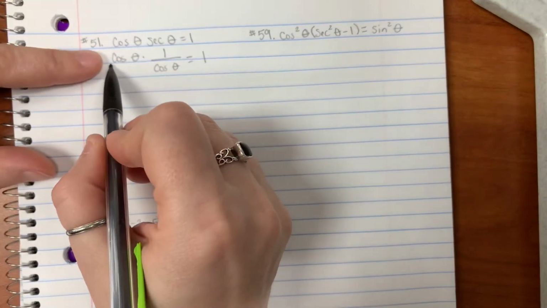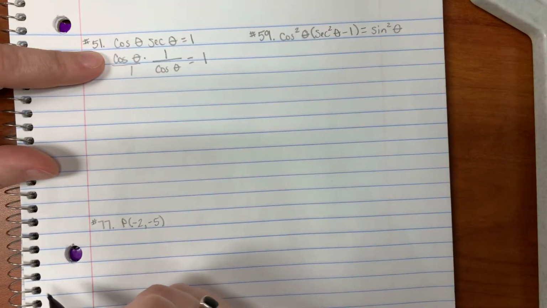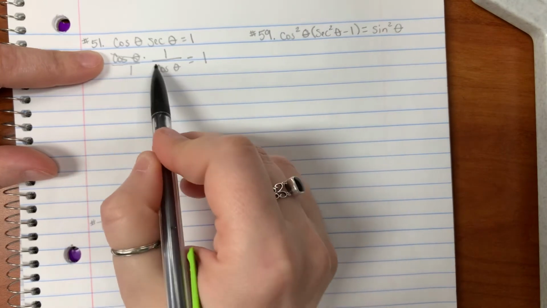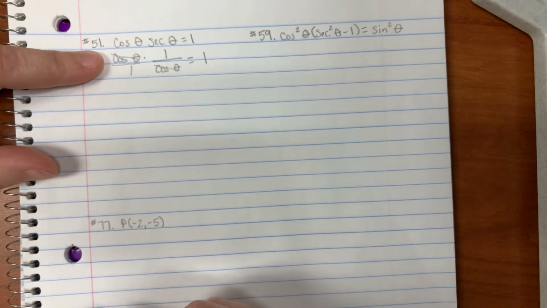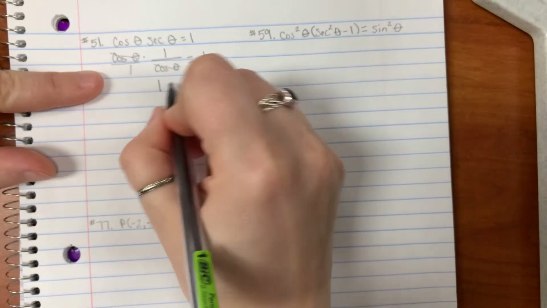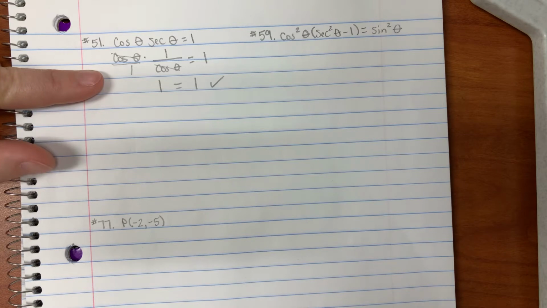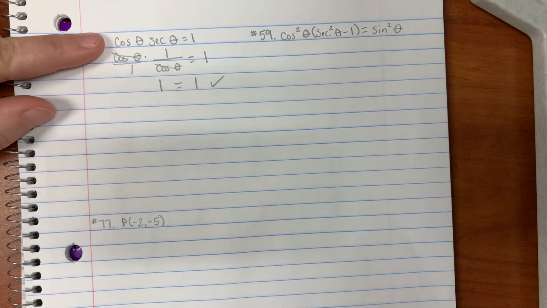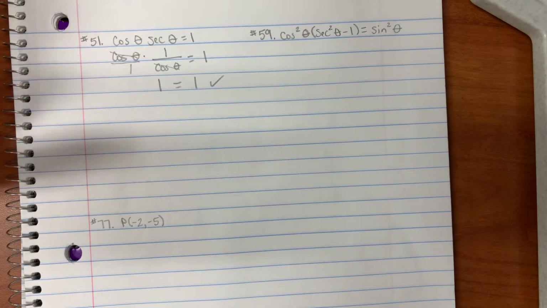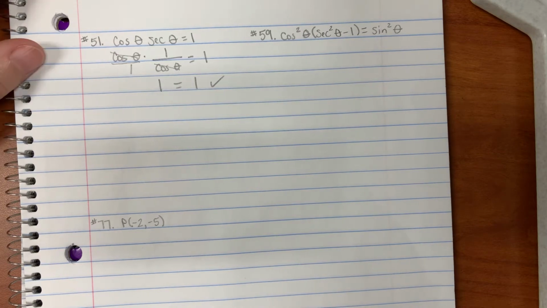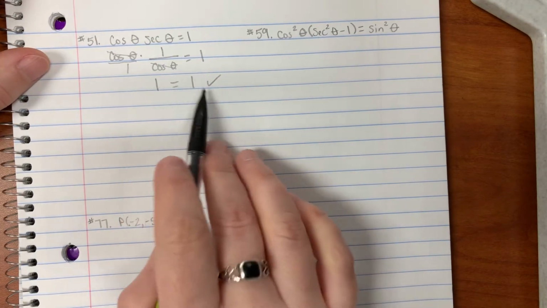Well, cosine is the same thing as cosine over 1. So cosine divided by cosine cancels out. So I end up with just 1 equals 1. So I just verified it. That's all I had to do. I also could have said that cosine is the same thing as 1 over secant, and then I could have canceled the secants out. Same thing would have happened. So just come up with a way to make that equivalent.